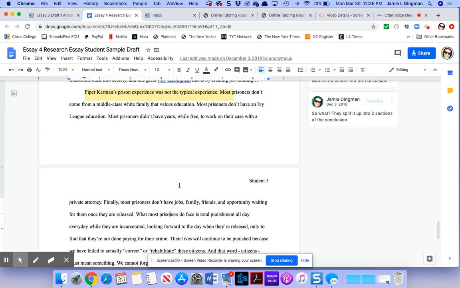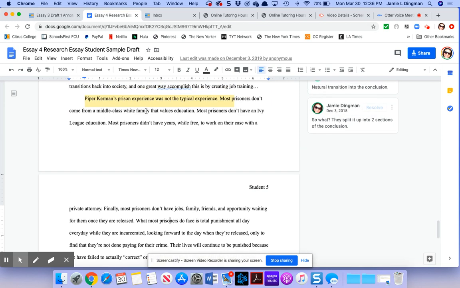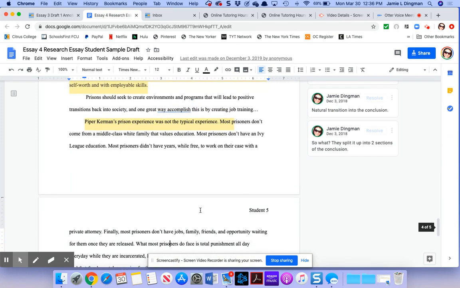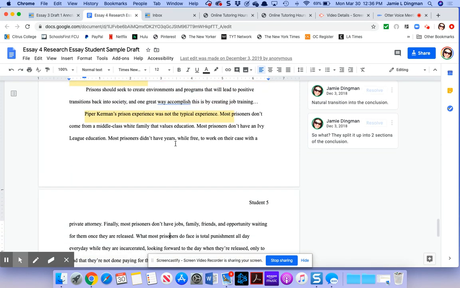most prisoners, right, is set up that stark comparison between Piper and all the things that she had that made her prison experience less awful, normal people don't have, or I should say the types of people that normally go to prison don't have, right? They're lacking all the support systems that Piper had.